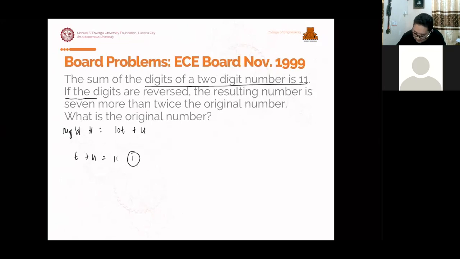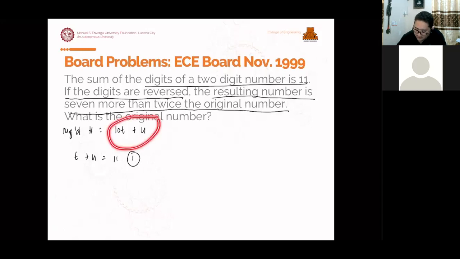Next, if the digits are reversed, the resulting number is 7 more than twice the original number. Okay, so anong ibig sabihin nun? So, ito yung required number natin. Ano ang reverse nito? Ng 10t plus u. Anong reverse niya? Okay, so reverse number will be 10u plus t. Okay? And then sabi niya, yung reverse number natin is 7 more than twice the original number.